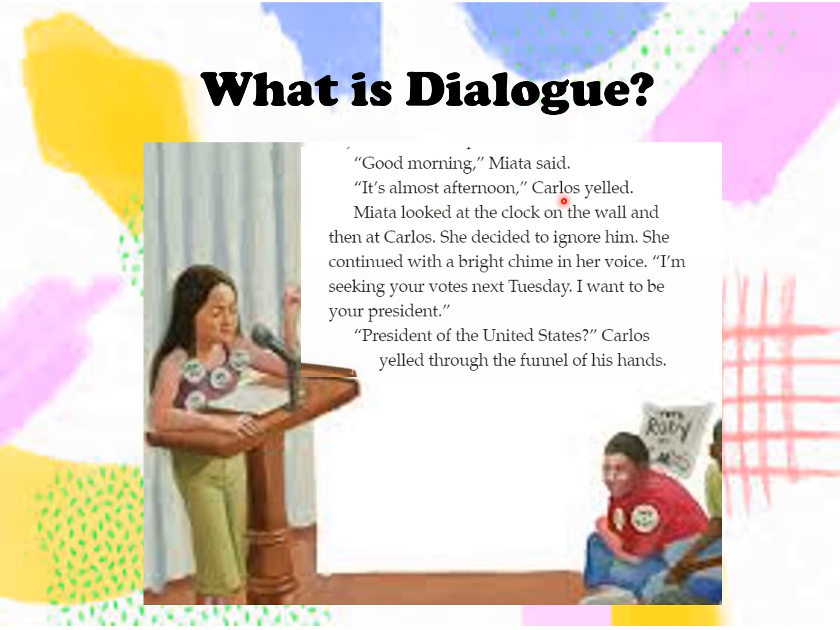But for other occasions or other types of dialogues, we have to use different punctuation marks, like the question mark if the character is asking something, or the exclamation point if, for example, the character is delivering the dialogue with very strong emotions. Don't forget to put in verbs like said, yelled, and continued with a bright chime in her voice so that your readers could imagine how the dialogue is delivered by your characters.